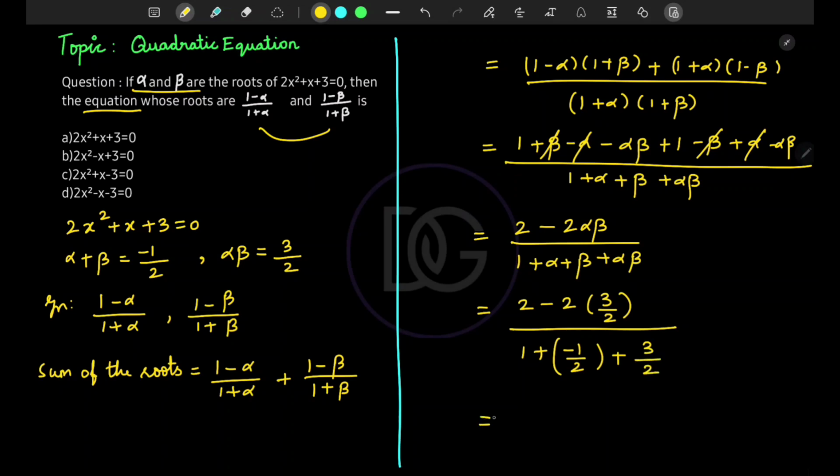Just simplify. In the numerator, 2 and 2 get cancelled. Then 2 minus 3 is minus 1, divided by, in the denominator we need to solve those terms, 1 minus 1 by 2 plus 3 by 2. Denominators are the same, so just solve this. You can get 2 by 2, right? Then minus 1 by, we can cancel these 2s, so you can get 1, 1 plus 1 is 2. So the sum of the roots for this is minus 1 by 2.